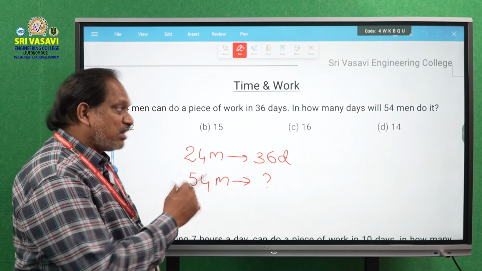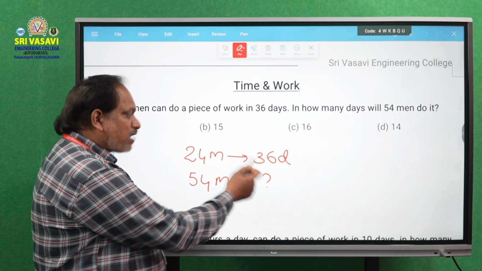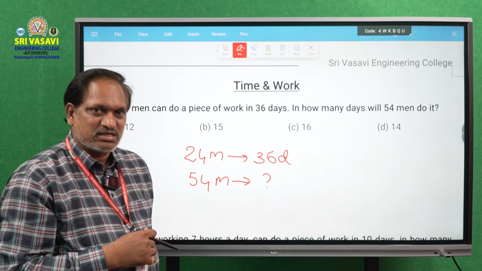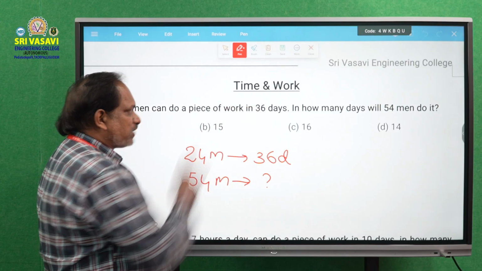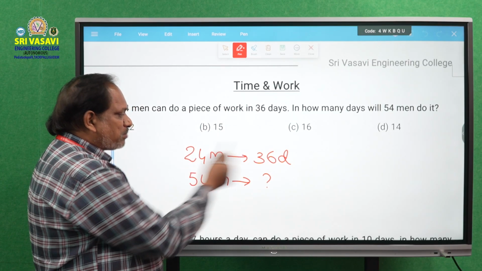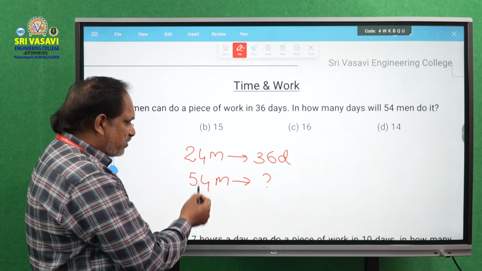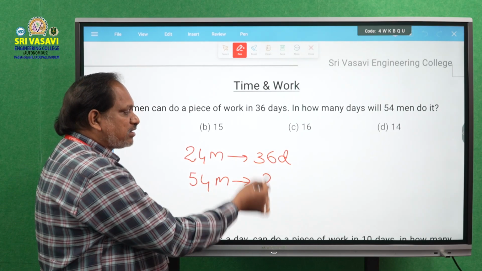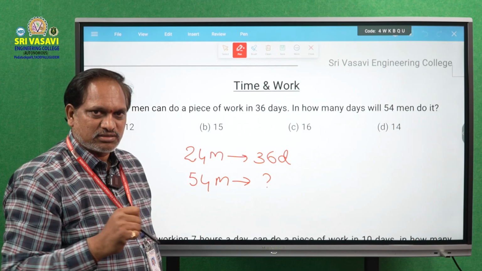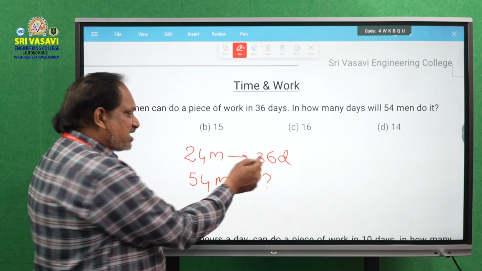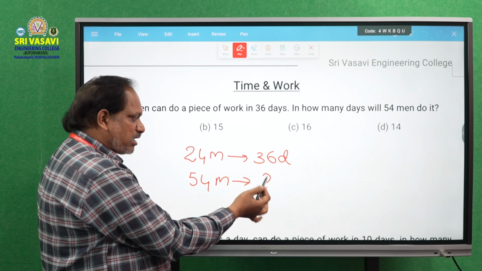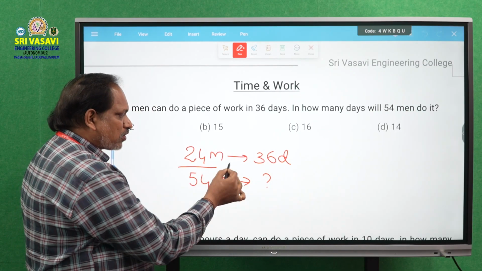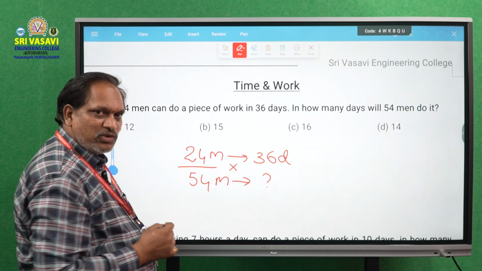Generally in mathematics, whenever such a question is applied, we use the cross multiplication method. But here the logic in time and work: 24 men in 36 days, manpower increased. Whenever the manpower increases, automatically the days are reduced. So this is the concept. Days reduced means we get a smaller number. When we are expecting a smaller number, the value is less by more into the remaining.